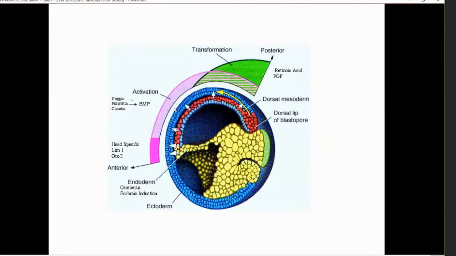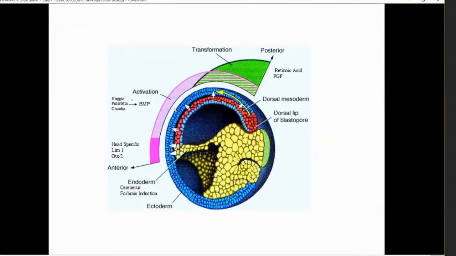We have the posterior. The posterior is the retinoic acid. In the other part is the dorsal mesoderm. Ectoderm, endoderm, dorsal mesoderm. Mesoderm is present on the blastocytes.